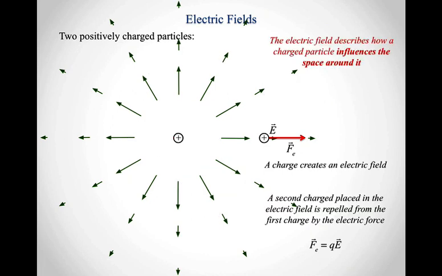So the big idea here is that the electric field describes how a charged particle influences the space around it. That's what the field is. It's a description of how that charge influences space. So a charge is going to create an electric field. That's how it's influencing the space around it. And then when you place a second charge in that field, it's going to react to the field through the electric force. Okay? And again, this is the equation that explains how those two things relate. All right, that's the big idea.